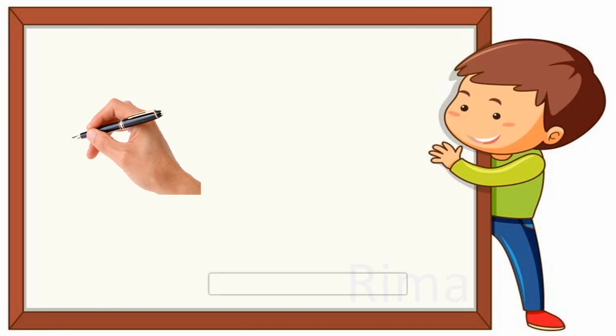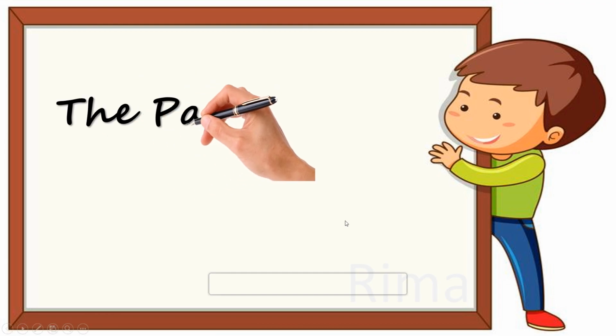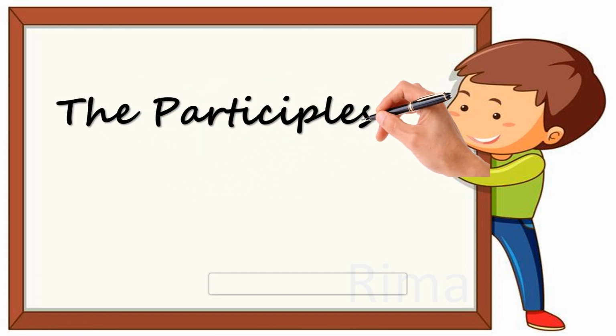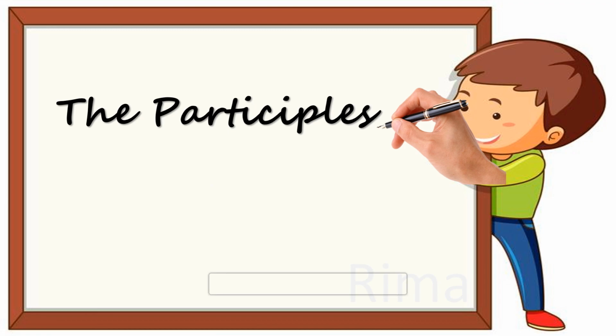Hello students. In the previous video, I have already discussed participles, its three types: past, present and perfect participles. And in today's video, I am going to explain to you all the uses of participles with the help of examples given in your Wren and Martin book. So, let's start.